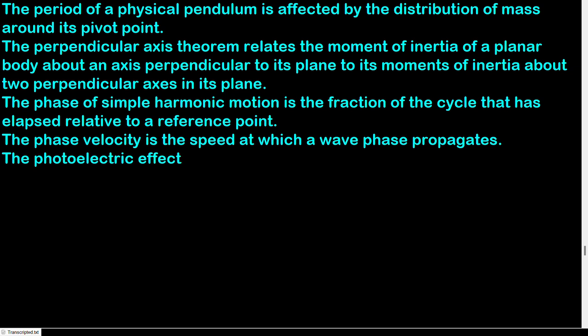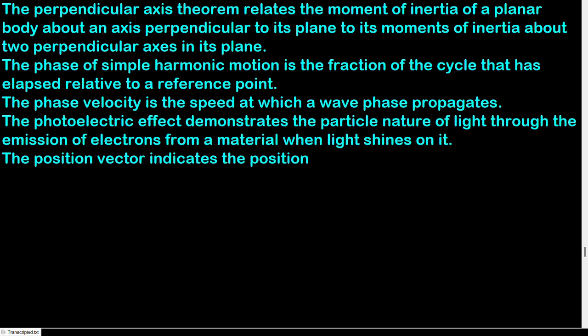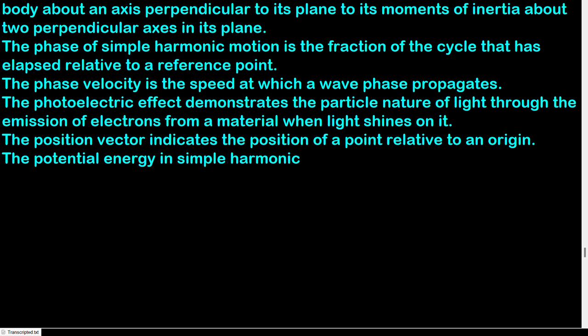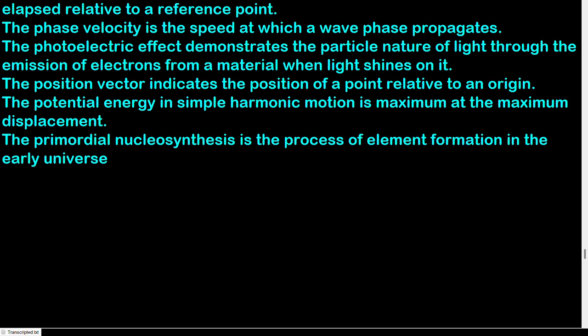The photoelectric effect demonstrates the particle nature of light through the emission of electrons from a material when light shines on it. The position vector indicates the position of a point relative to an origin. The potential energy in simple harmonic motion is maximum at the maximum displacement. The primordial nucleosynthesis is the process of element formation in the early universe, responsible for creating the light elements like hydrogen and helium.